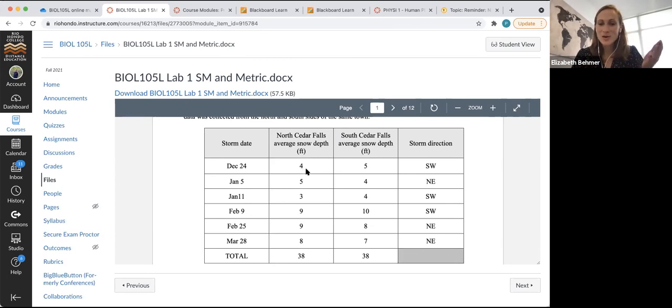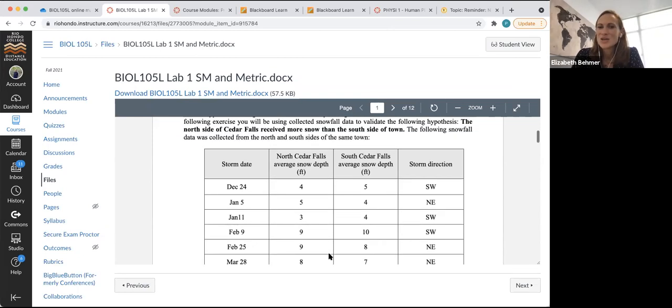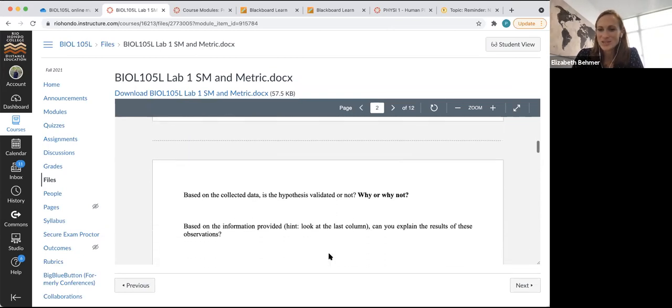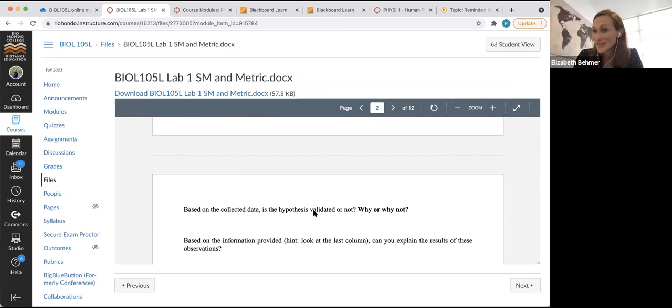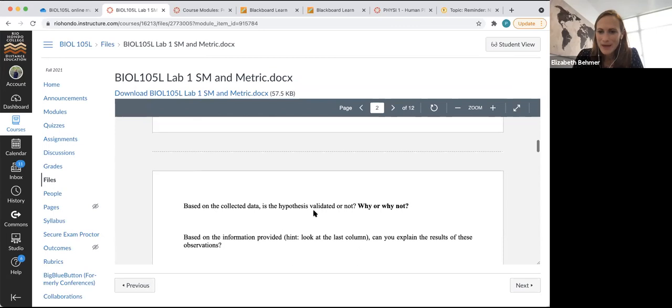And even though I think this person made the hypothesis that the north side maybe got more snow because maybe more of the days it did receive more snow, the south side had a lot of storms where it had a lot of snow as well. So our hypothesis was false after collecting data because we could see that the total snowfall was the same. Good job. So then you'll answer questions. The hypothesis was not validated, and you can say why or why not.